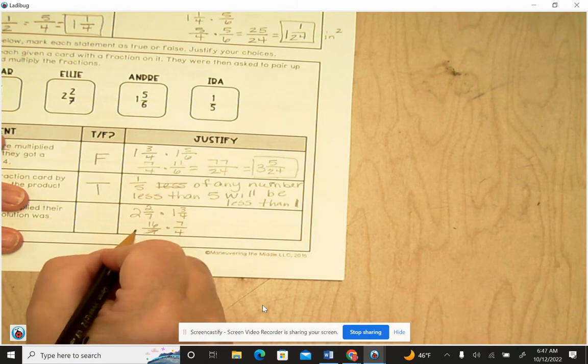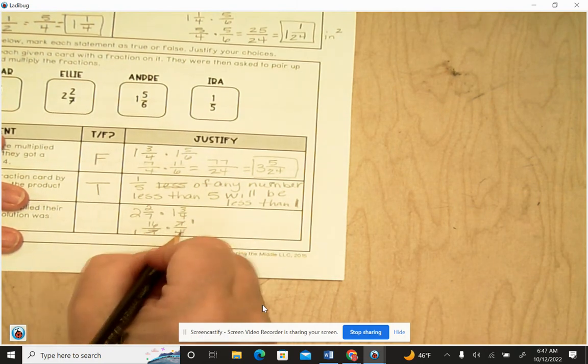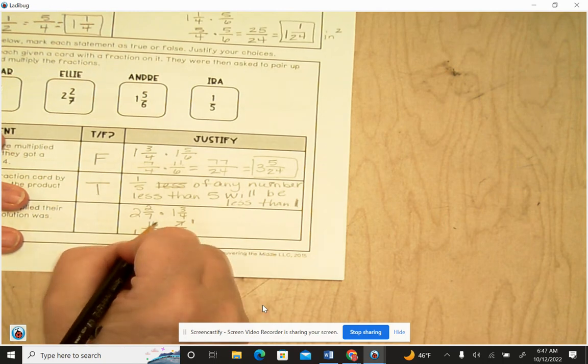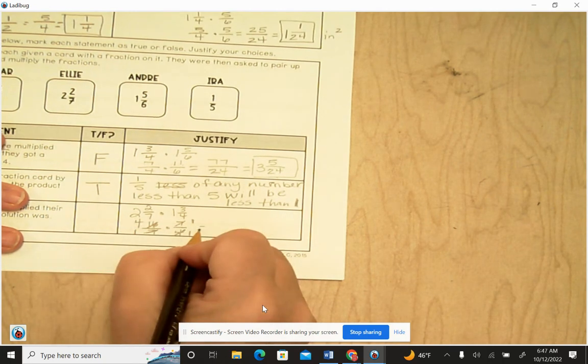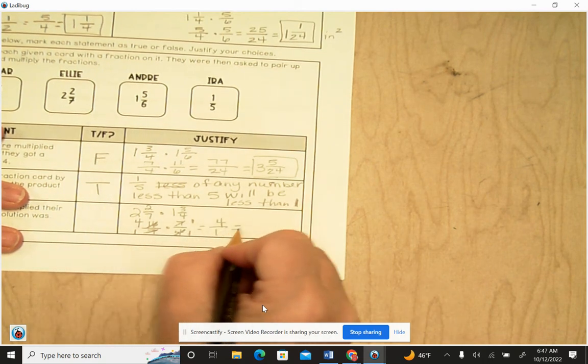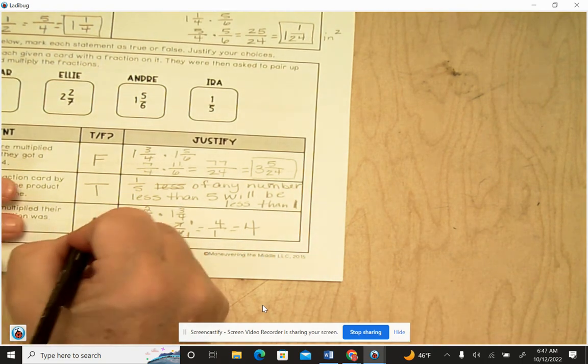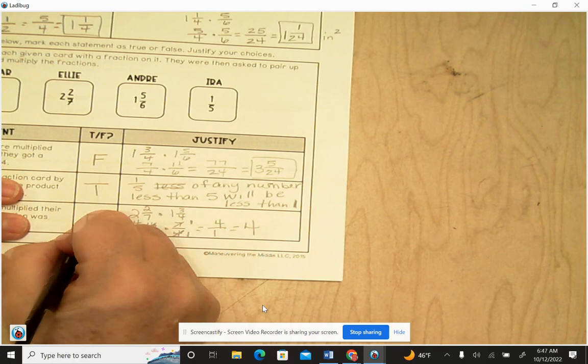7 divided by 7 is 1. 7 divided by 7 is 1. 4 divided by 4 is 1. And 16 divided by 4 is 4. 4 times 1 is 4. 1 times 1 is 1. That would be 4. And it says the solution was between 2 and 3. So that is false.